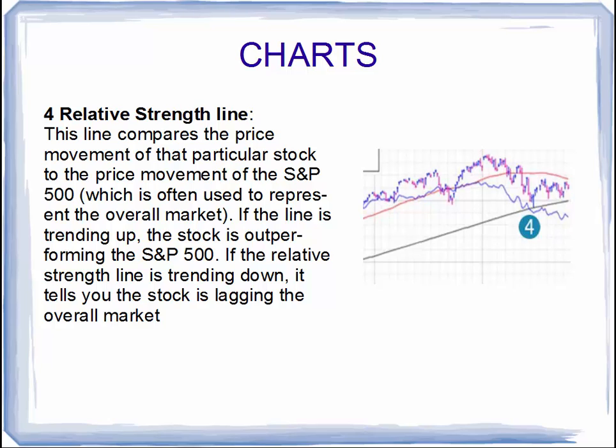The fourth thing is the RS line, which is relative strength. This line compares the price movement of that particular stock to the price movement of the S&P 500, which is often used to represent the overall market. If the line is trending up, the stock is outperforming the S&P 500. If the relative strength is trending down, it tells you it's lagging. So that's that squiggly line there you see just beside the 4. And you're kind of wanting to see this in the 12 to 3 o'clock area for when you're buying your stocks.